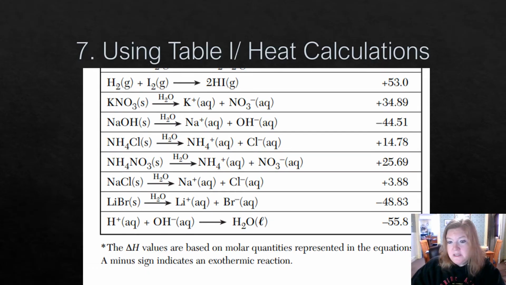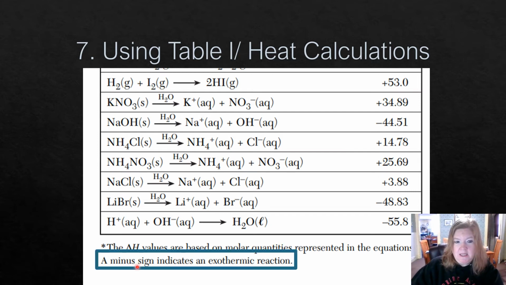Okay, we can use the values in table I for some heat calculations. So here at the bottom, remember, it tells you a minus sign indicates exothermic reaction. But for example, this reaction for potassium nitrate being dissolved in water, it absorbs 34.89 kilojoules of heat. Well, that's when 1 mole dissolves, because there's no coefficient here. What if 2 moles dissolved? Well, I would just multiply this number by 2. What if 3 moles dissolved? Well, multiply that by 3. What if it was 1.64 moles of this? Well, I'd multiply that by 1.64. Easy enough.